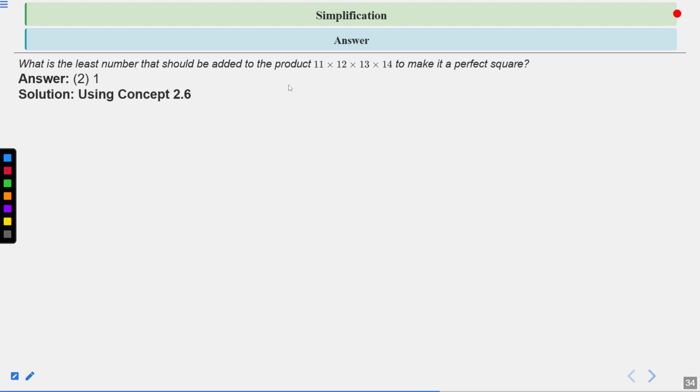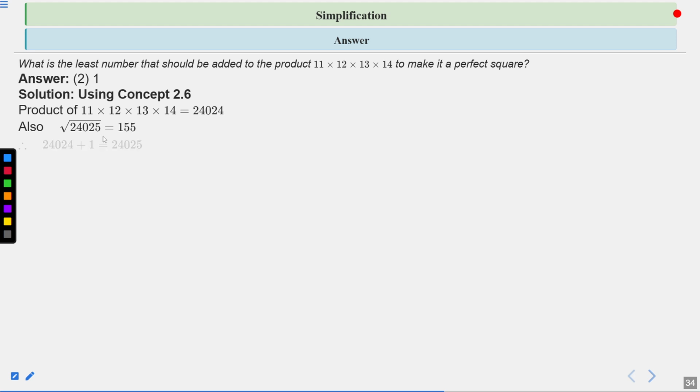Now see the detailed solution using concept 2.6 in this question. The product of these numbers, 11 into 12 into 13 and 14, becomes 24,024. Now we know that if we add 1, this number will become 24,025 and this is the square of 155, because 24,025 is the square of 155.